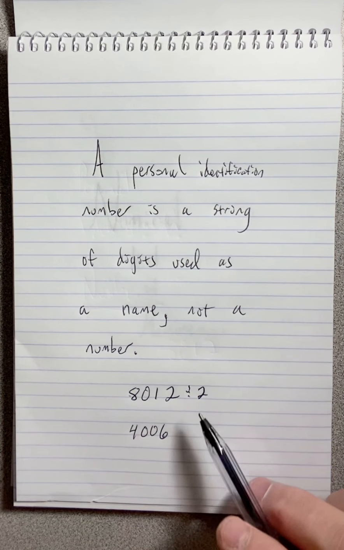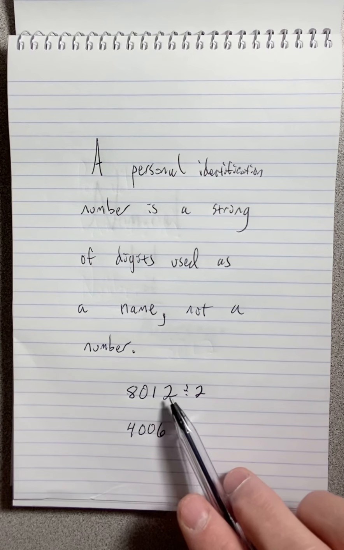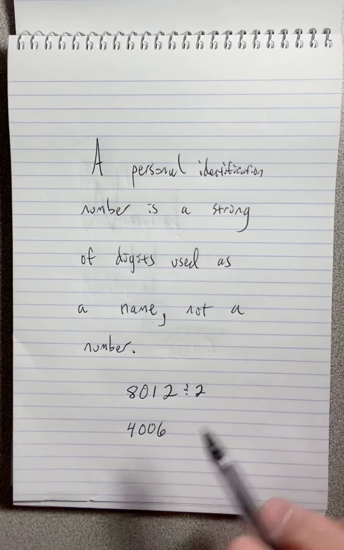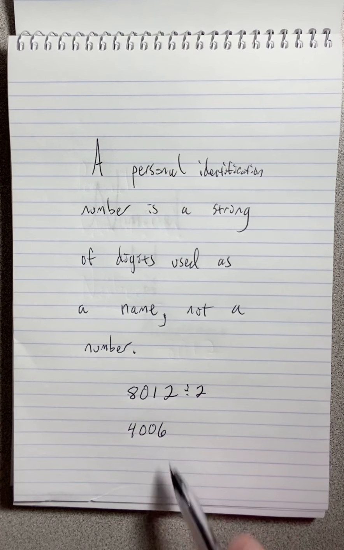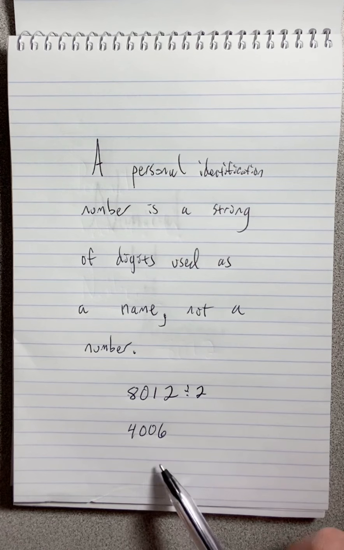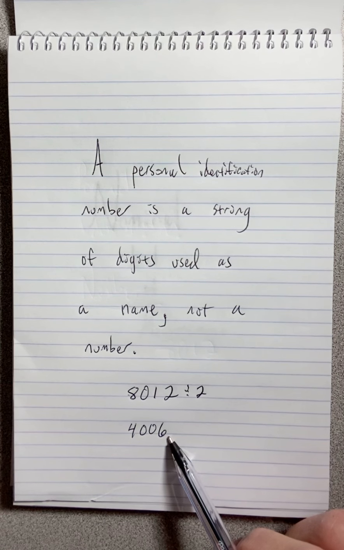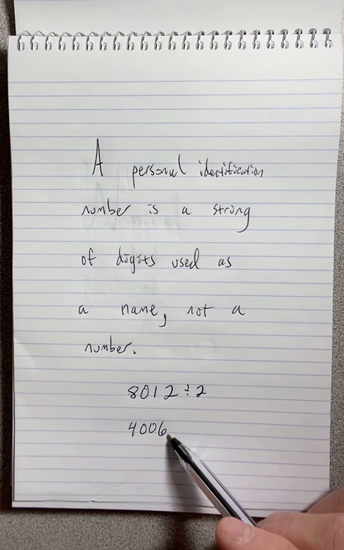Here's your test. Divide it by 2. Divide your personal identification number by 2. What do you get? In this case, if your PIN is 8012, you get 4006. Now what is this? This isn't half of something. It's not half the distance. It's not half as much gas. It's not half as many apples. This is a number you can't use.